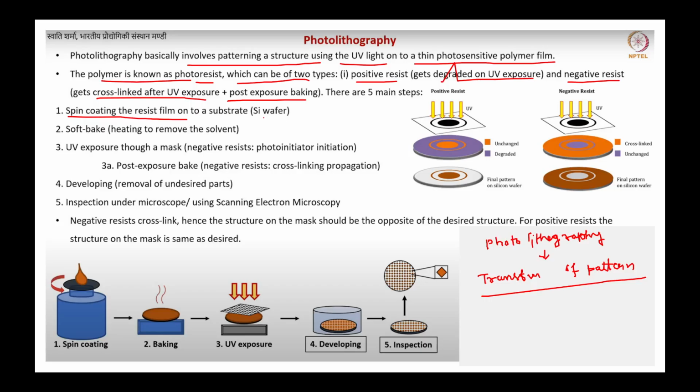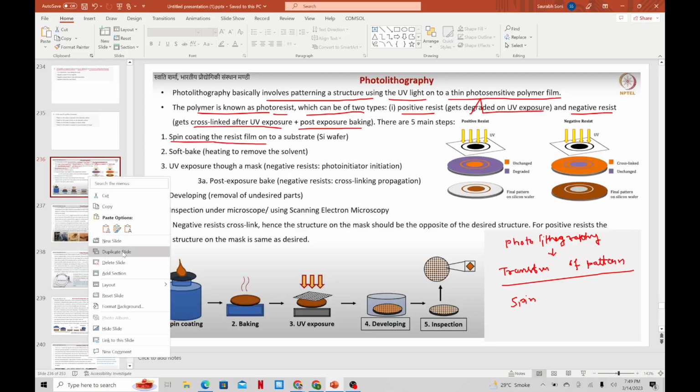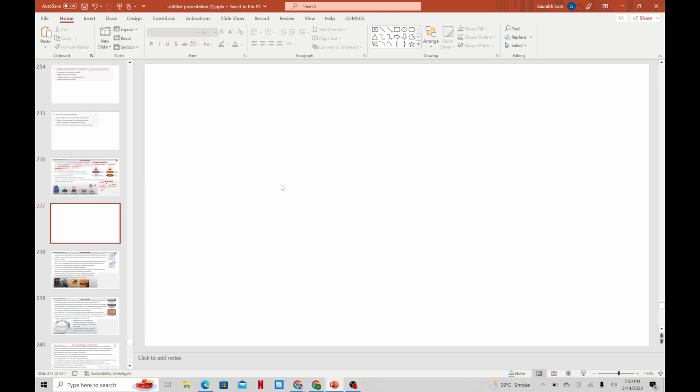So you should know what spin coating is. Spin coating is a process of making a thin film. Okay, let me take one more slide here, a new slide, maybe it would be better to explain here.